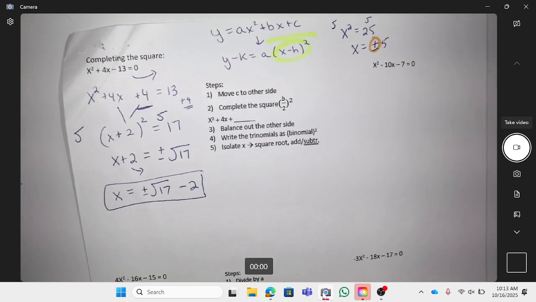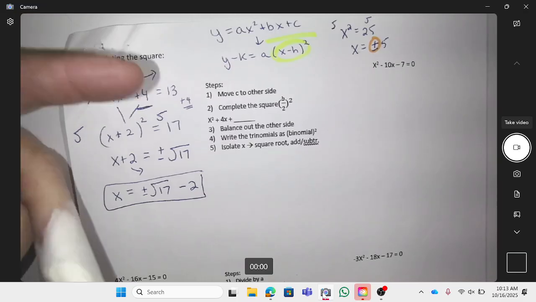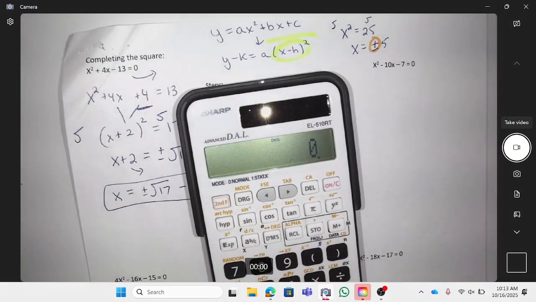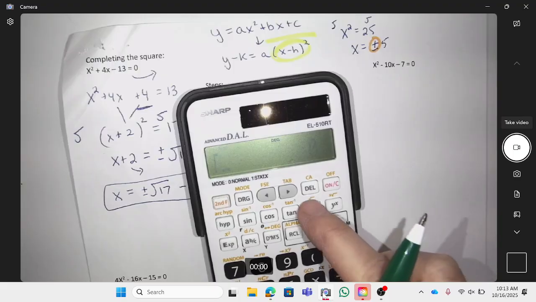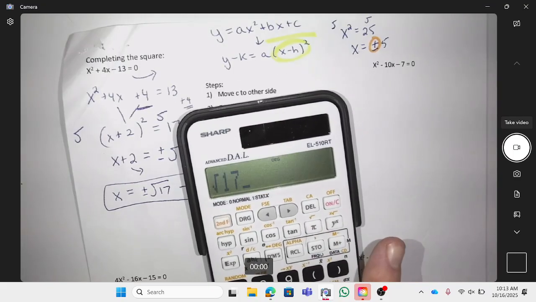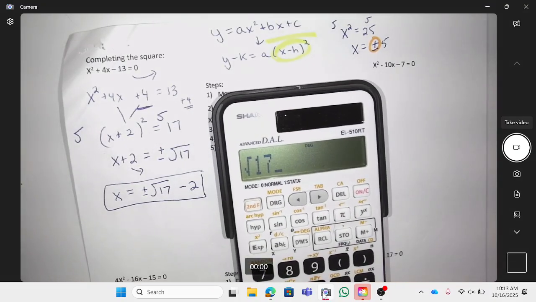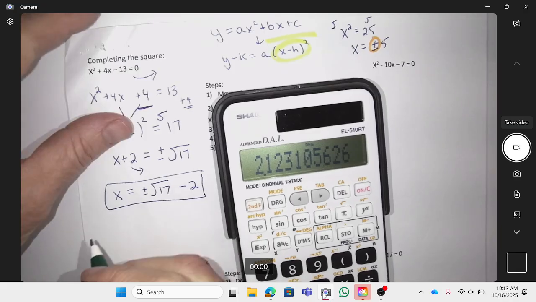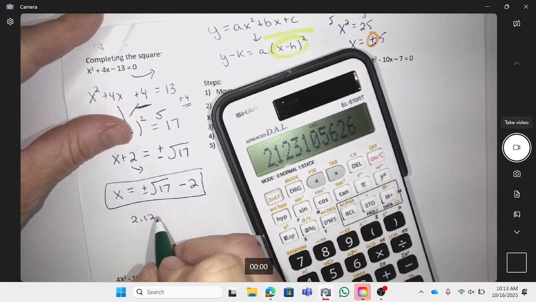If I was to talk about it, I want you to leave it like that, but if I was to talk about it as a decimal, do you know how to get me a decimal answer? You would have to do what in your calculator? The square root of 17 and then subtract 2. It's 2.12.